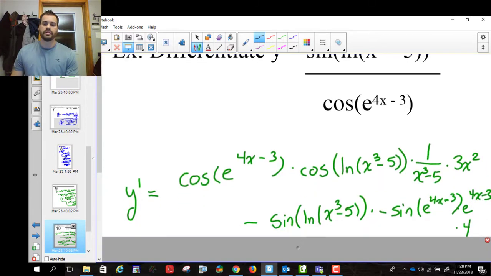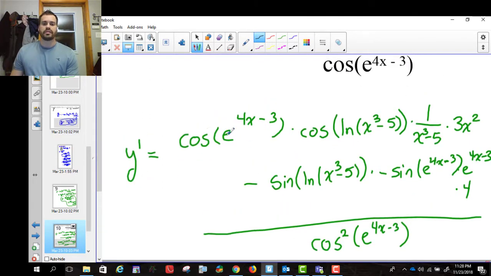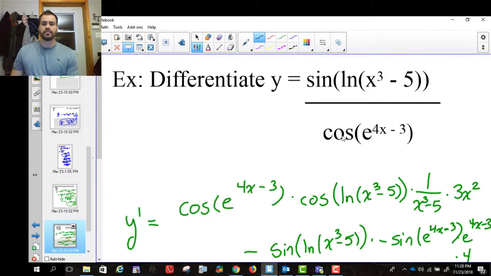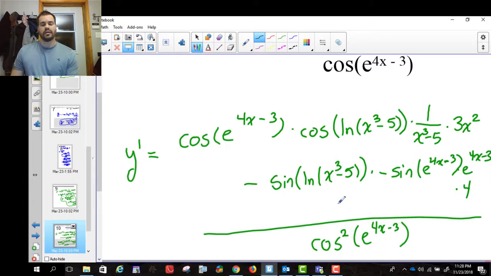So here's the solution to that question. I'm not going to go through the whole thing, but it's the bottom function times the derivative of the top. So the derivative of sine is cosine, then the derivative of ln, then the derivative of what's inside the ln, then it's minus the top times the derivative of the bottom, which is cosine, and then e to the 4x minus 3. So it's not that any of this is particularly complicated in and of itself.